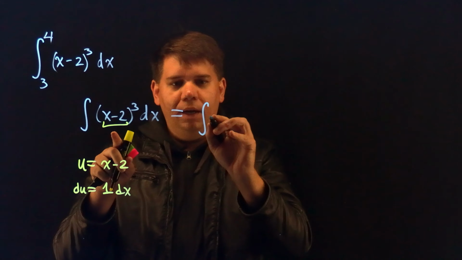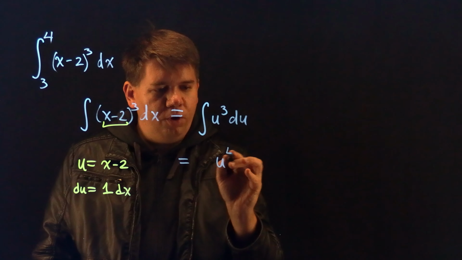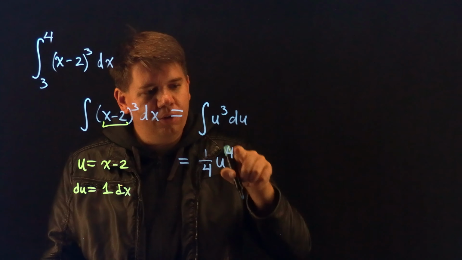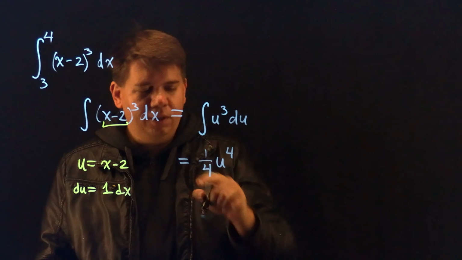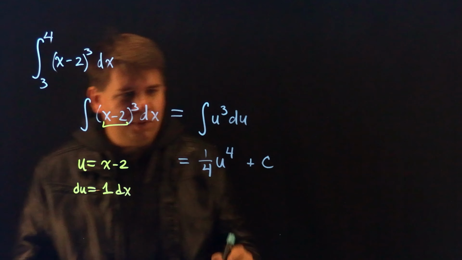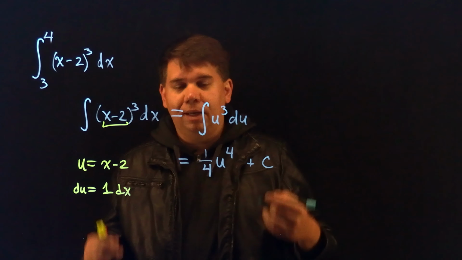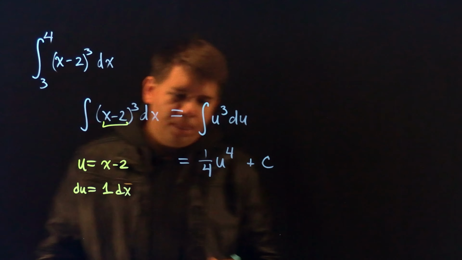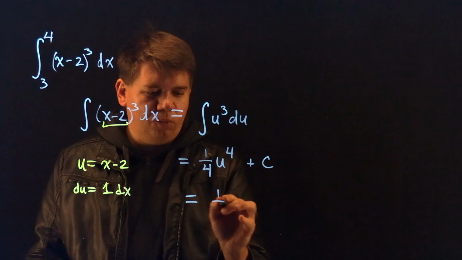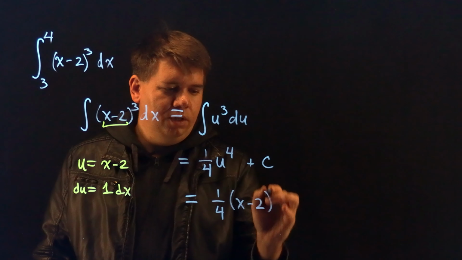And I can solve that to get u to the fourth with a 1/4 out front. We're using the power rule for antiderivatives. The 3 goes up to 4, but then you need a 1/4 out front, plus a constant. But I don't actually care about this plus c, though, because now that I have the antiderivative, well, there are two ways I could solve this. One way is I could change this back to the language of x's and say that's just 1/4 x minus 2 to the fourth.